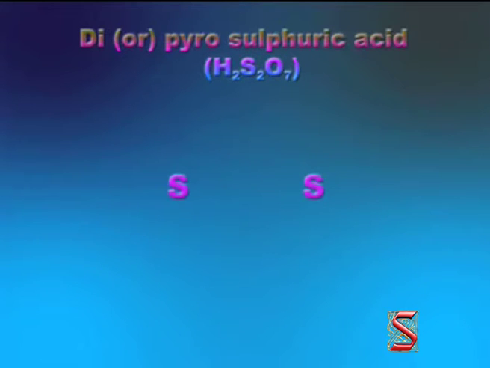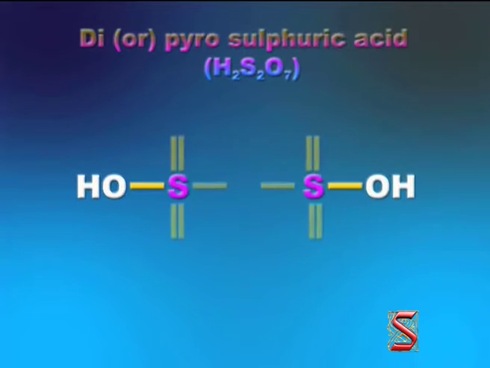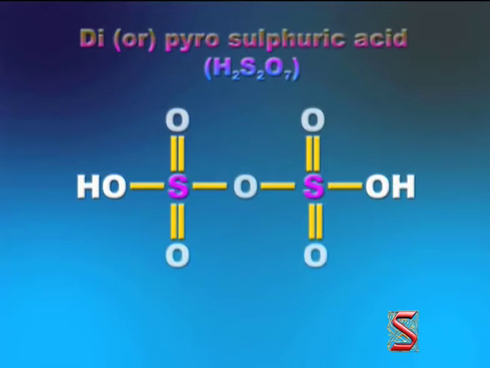Di or pyrosulphuric acid, the formula is H2S2O7. You can see the structure here. Two SO3H groups are linked by an oxygen atom, and you can find the oxidation states of sulphur there as +6 and +6. The average becomes +6.